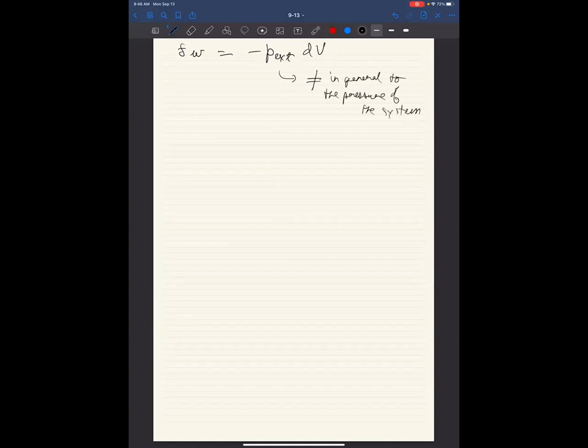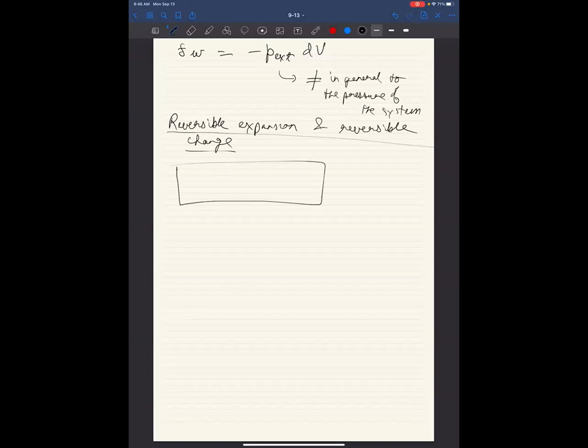This brings us to a very important concept, which is the concept of reversible expansion and reversible change. So let's say I had a container. Actually, let me draw it vertical. It's more intuitive. And this was my system. And this was my surrounding.